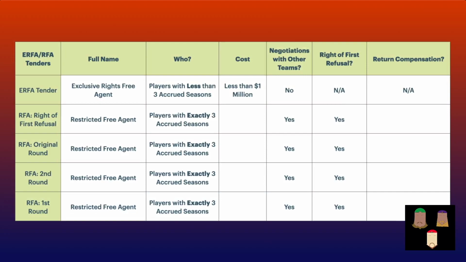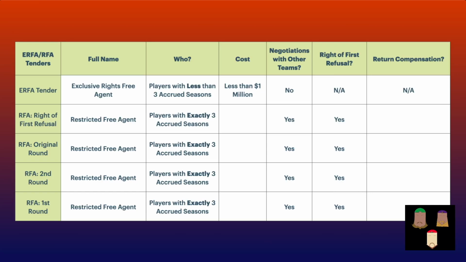RFA tender, restricted free agent tender. If a player has exactly 3 seasons of accrued service in the NFL and their contract is expiring, their team can use any of the 4 types of RFA tender. Each level of tender has a designated salary. However, the player is not necessarily bound to that and can negotiate with other teams for a new contract.